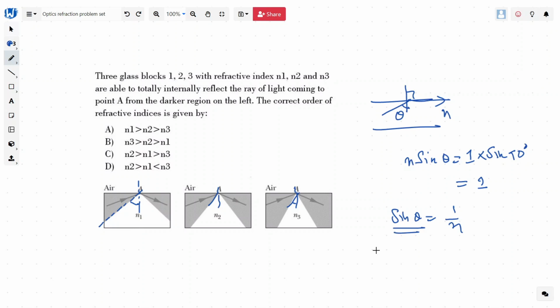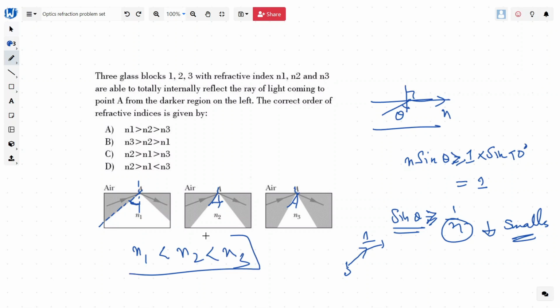And as we know, the value of sine theta increases from 0 to 90 degrees, from 0 to 1. So for this theta to be bigger, the n has to be smaller, which means that wherever we have this bigger theta, the n1 is the smallest one, followed by n2, and then followed by n3. And we can find that here, yes, in here, and that is our answer.